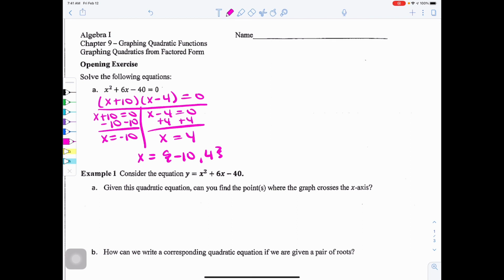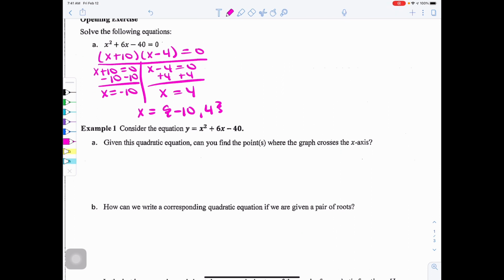Now in example 1, it says consider the equation y equals x squared plus 6x minus 40. So we've replaced the 0 with a y. It says, given this quadratic equation, can you find the point or points where the graph crosses the x-axis? So remember, if you're looking for where it crosses the x-axis, you are looking for the roots, or x-intercepts. To find an x-intercept, you have a y value of 0. So we've actually already found the roots. If we had replaced y with a 0, which is exactly what we did in the opening exercise, and we solve, we know exactly where the function has y values of 0.